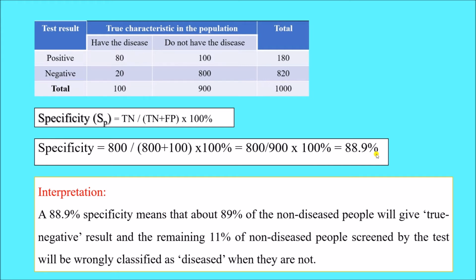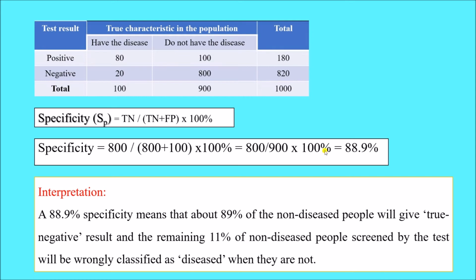So how do we interpret this result? Interpretation says 88.9% specificity, which is basically about 89% specificity. It means that about 89% of the non-diseased people who do not have the disease will give a true negative result. So they will be testing negative, and that is a true negative result because they are actually not suffering from the disease. And the remaining 11% of the non-diseased people screened by the test will wrongly be classified as diseased when they are not.